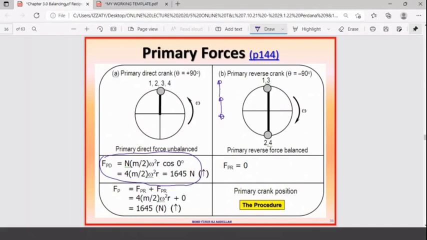This one is 1 and 3, and 2 and 4 pointing downward. 2 will be here, 4 will be here, and it will be a closed polygon. And it becomes 0. So your result now, remember, your F primary equals F primary direct plus F primary reverse. Of course, in the vector, you add up together.